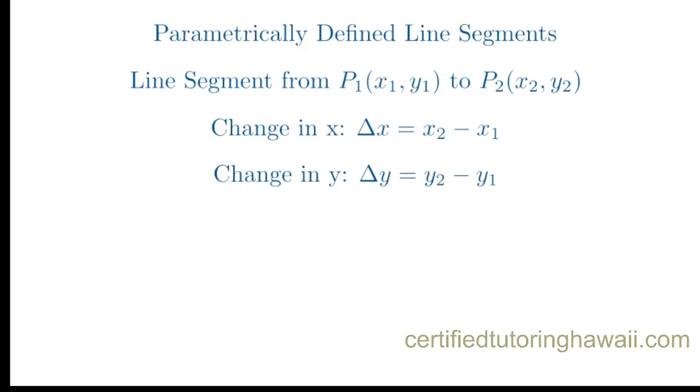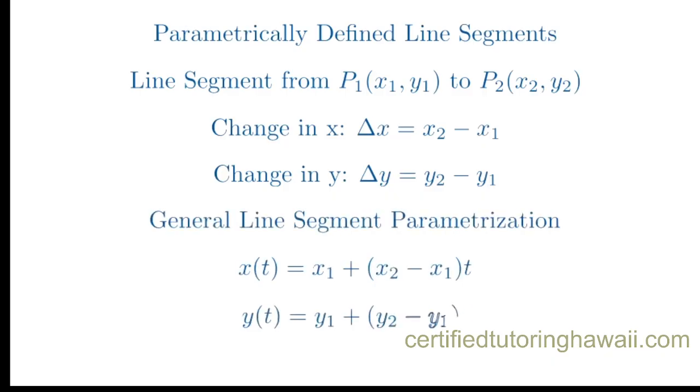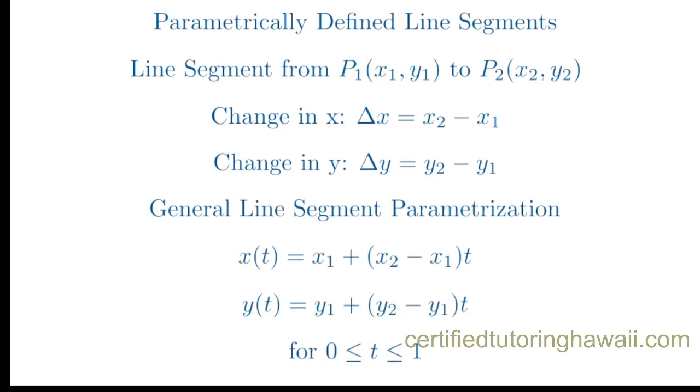We want to scale this vector by our parameter t so that when t is 0, we're at P1, and when t is 1, we're at P2. This gives us the general form for a line segment. The new x-coordinate is the initial x1 plus t times delta x. The new y-coordinate is the initial y1 plus t times delta y. By limiting our parameter t from 0 to 1, we ensure we only cover the segment between P1 and P2.